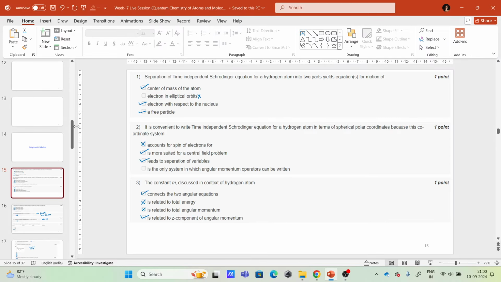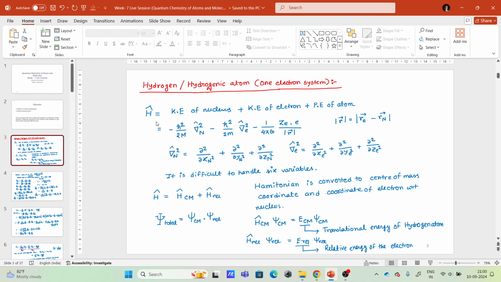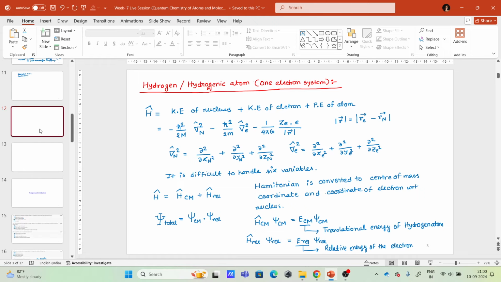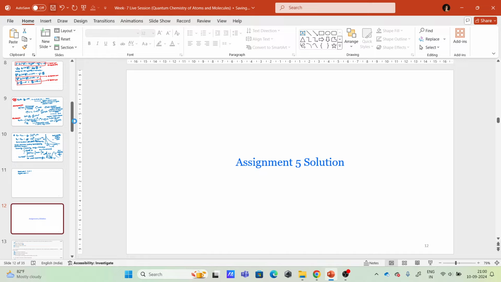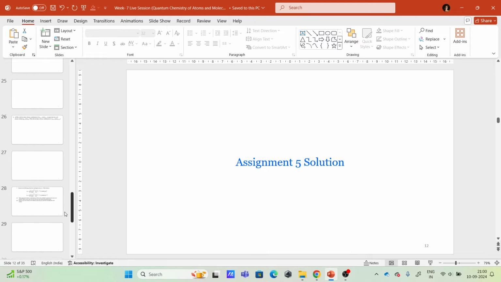I hope whatever we have discussed today, like the hydrogen atom, how we can reach the Schrodinger equation, how we can form the proper Schrodinger equation for the hydrogen or the hydrogenic atom, was helpful to you and you get a better idea about the thing, and will be able to solve the numerical questions that I have provided to you.